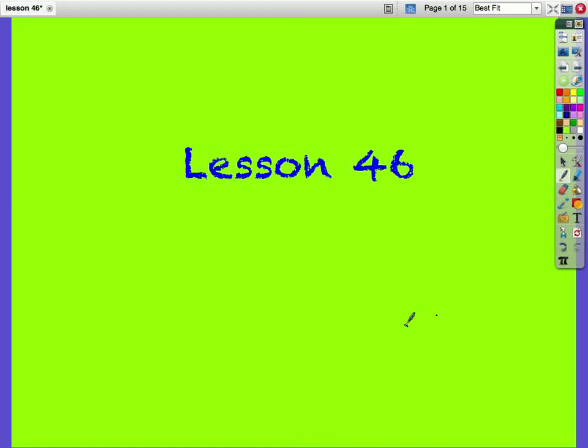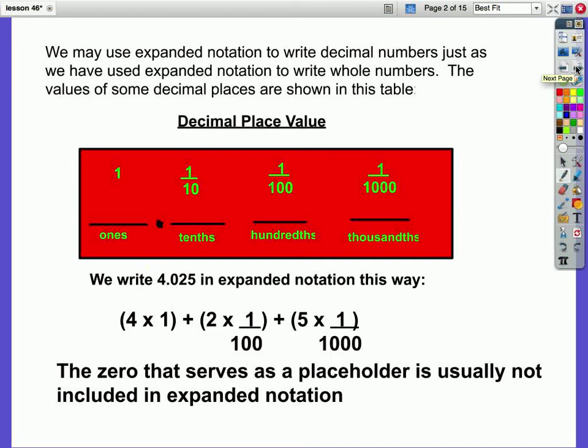Lesson 46, we're going to talk about writing decimal numbers in expanded notation, as well as mentally multiplying decimal numbers by 10 and by 100. So we may use expanded notation to write decimal numbers, just as we have used expanded notation to write whole numbers. The values of some decimal places are shown in this table. Okay, so we have ones, tenths, hundredths, thousandths.